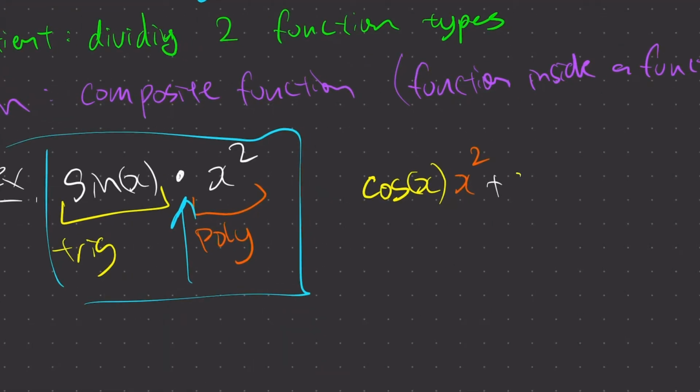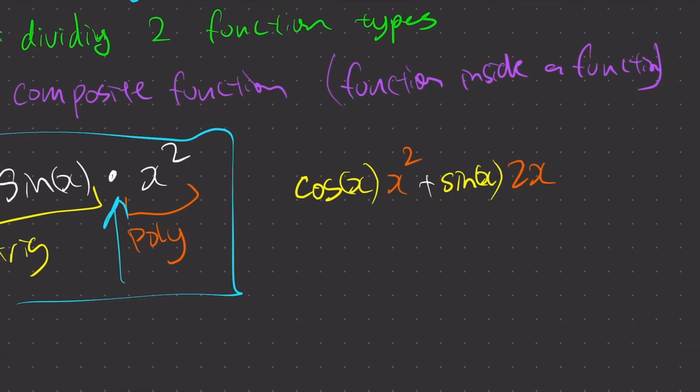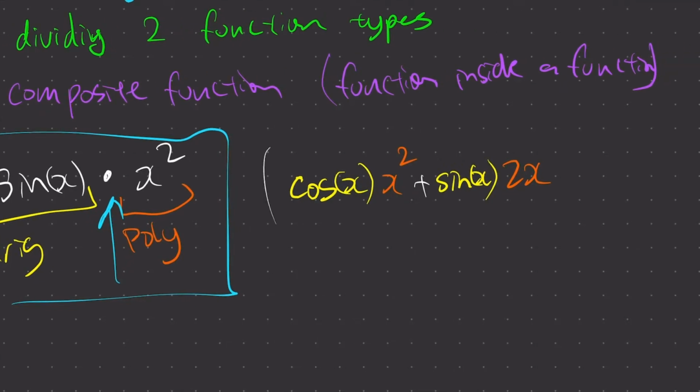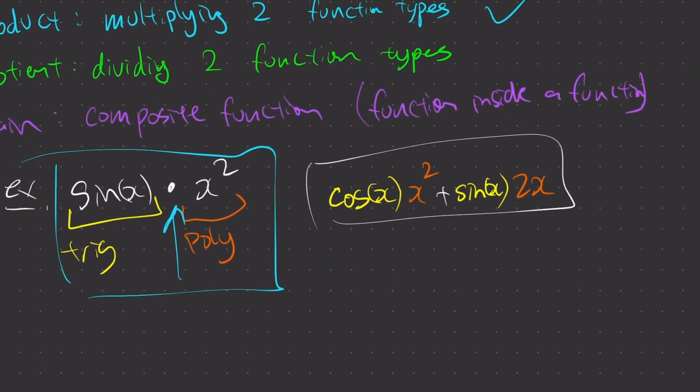Do not d the first one, so copy down the first function. D the second function. D the second function, we learned from the previous beginner's derivative, the intro derivatives video, is 2x, right? So like this. So boom, done. Final answer, done. Okay. So this is product rule.